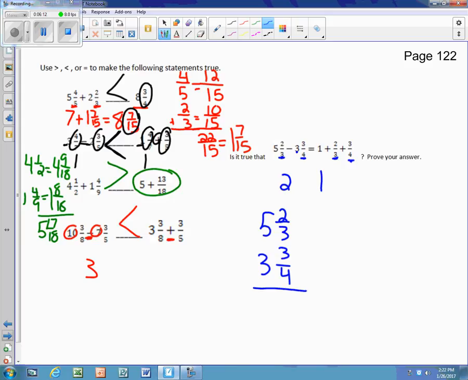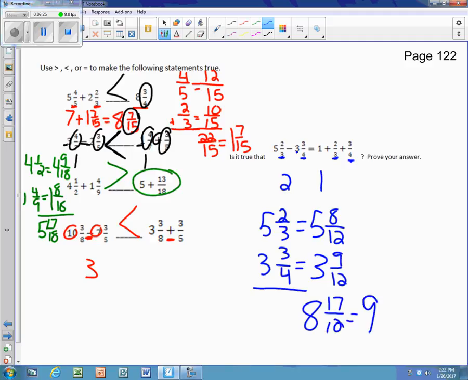And we're going to end up with, we have 5 8/12 and 3 9/12. And when we add them, we get 8 17/12, which is 9 5/12. Oh, except I added when I should have subtracted. So this should be 2, and this should not be able to be done.